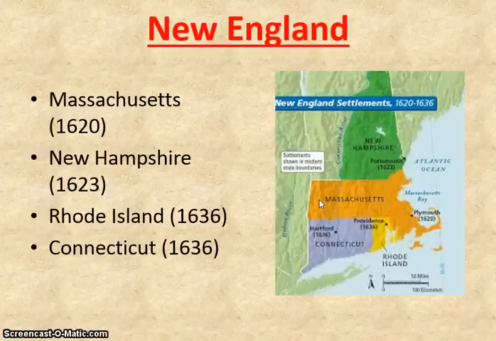So the first region we're going to look at is New England. This is the one farthest north. That consists of Massachusetts, New Hampshire, Rhode Island, and Connecticut. And if we look at these dates, we can see that the New England area was one of the first regions that was founded by the English colonists.